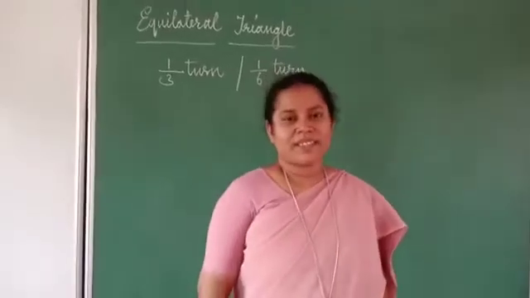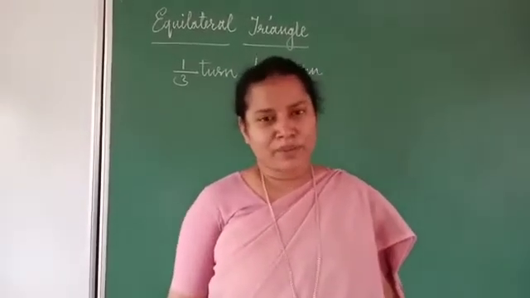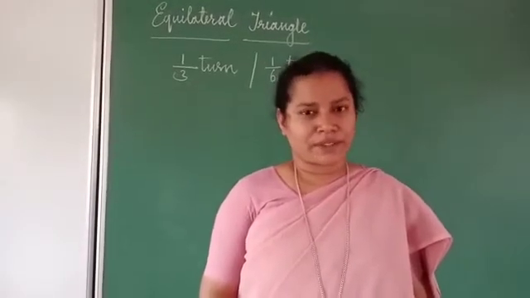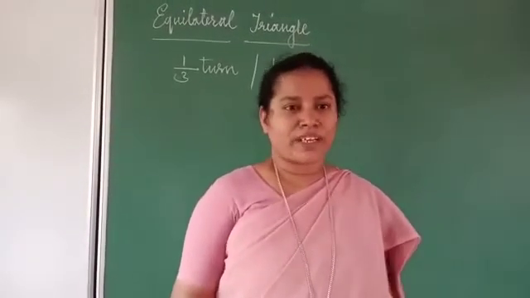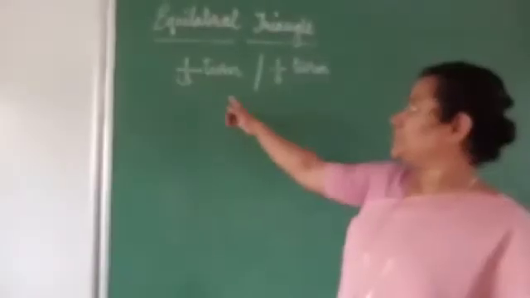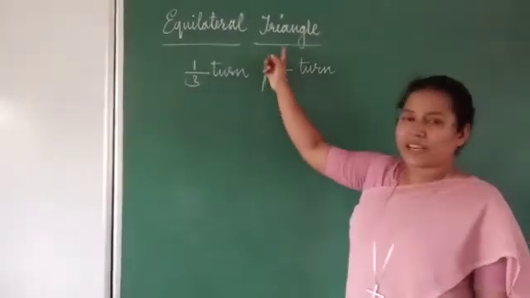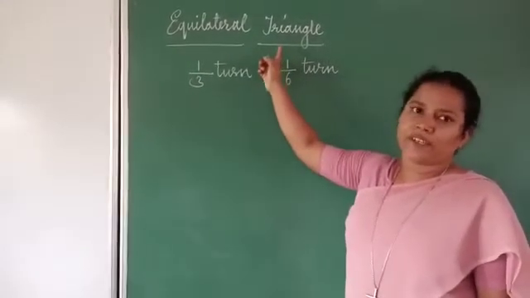Hi students, in the previous class we learned about using 2D shapes, 1/4 turn and half a turn. Today we are going to learn about 1/3 turn and 1/6 turn using an equilateral triangle. This is also a 2D shape only.